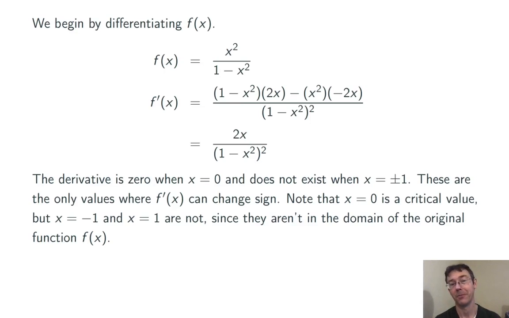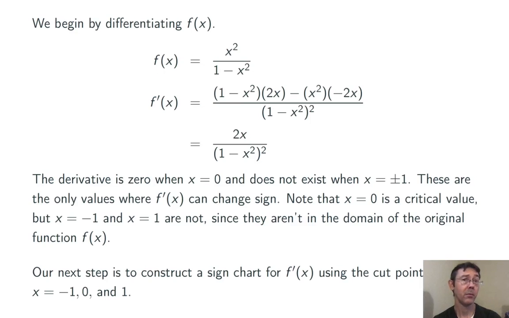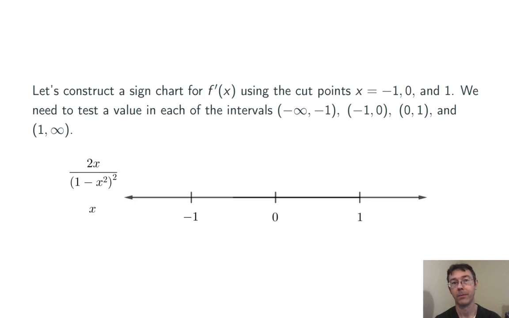In order for an x value to be a critical value, the function itself has to be defined at that value. Our next step is going to be to construct a sign chart for f prime using these three cut points, negative 1, 0, 1. Again, let me stress, even though negative 1 and 1 are not critical values for the function f of x, they are cut points for f prime of x when we're determining where it can change from positive to negative or negative to positive. So here's our sign chart. It's just a number line with these cut points labeled negative 1, 0, and 1.